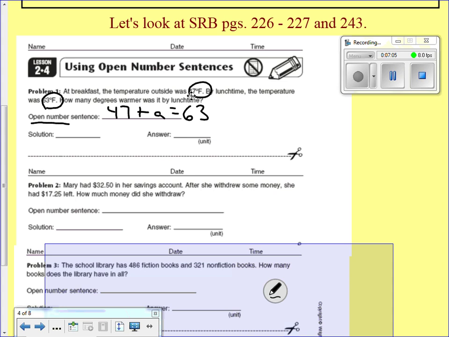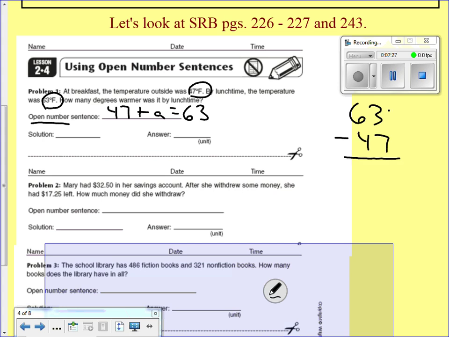I know some of you are probably thinking, well, Mr. Green, why don't we just go 63 minus 47? Well, we're not in the future, right? We started off at 47. That's how number sentences work. You have to see how the problem words it and write the number sentence that way. But when you solve, you're going to go ahead and go on your scratch paper, 63 minus 47.